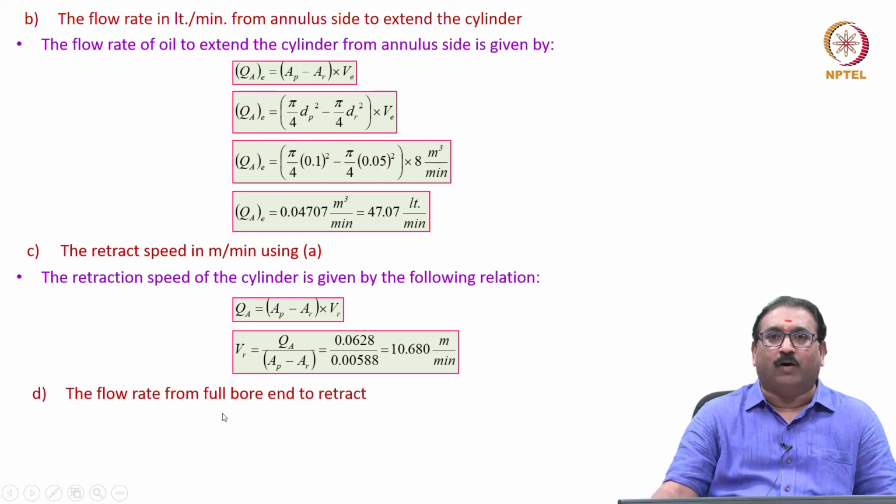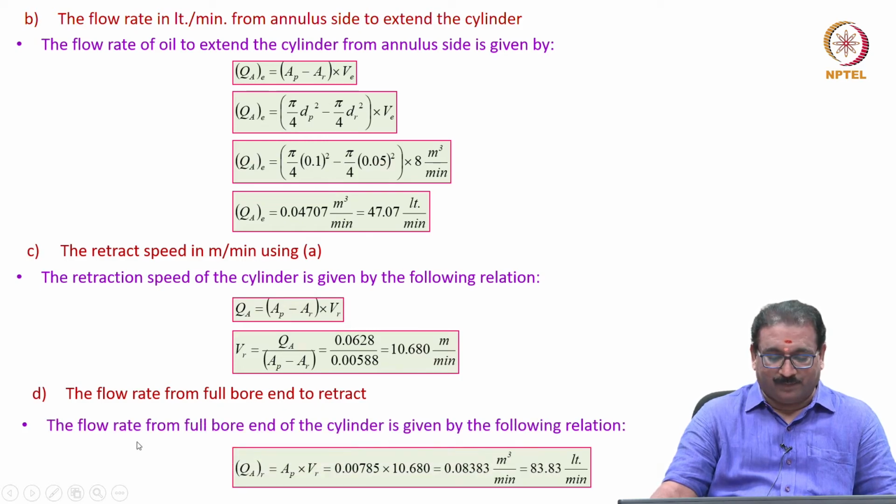The flow rate from the full bore end to retract is given by QAR equals AP into VR. Here I am calculating with VR, you will multiply by AP. Since it is the full bore end, that is why I am taking AP here. Then you will get 83.83 liters per minute.